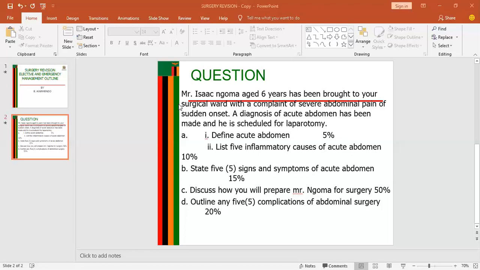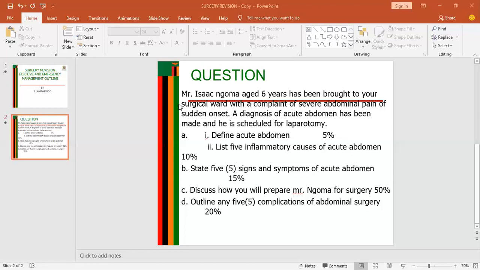Then question B is saying, state five signs and symptoms of acute abdomen. The question says state, meaning you need to give a reason. You cannot just say nausea and vomiting. You need to give a reason to any question that says state or mention. So when you say nausea and vomiting, you give a reason: it is due to the inflammatory process that disturbs the gastrointestinal tract functioning, causing reverse peristalsis and irritating the nerve endings of the intestinal lining, which in turn stimulates the vomiting center.